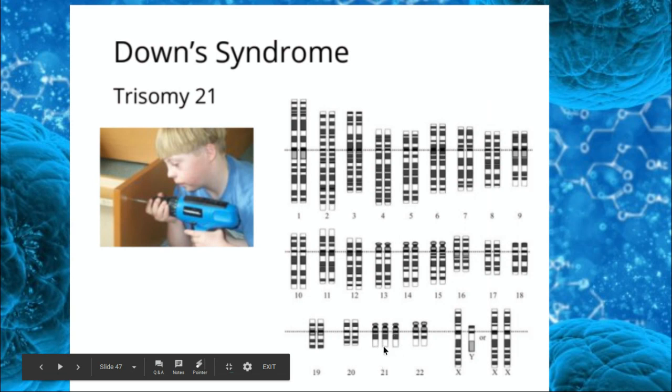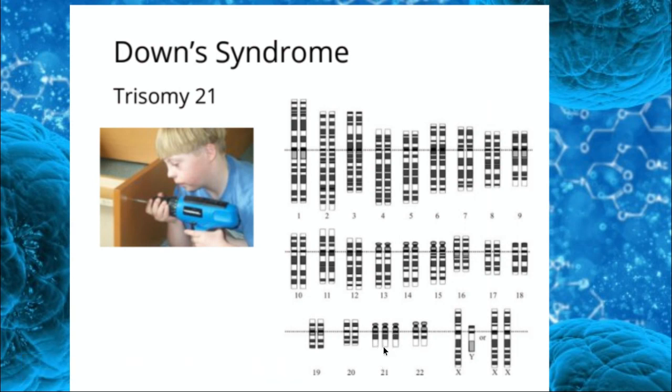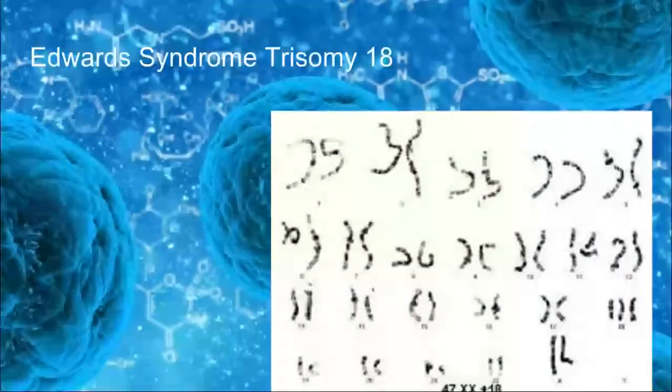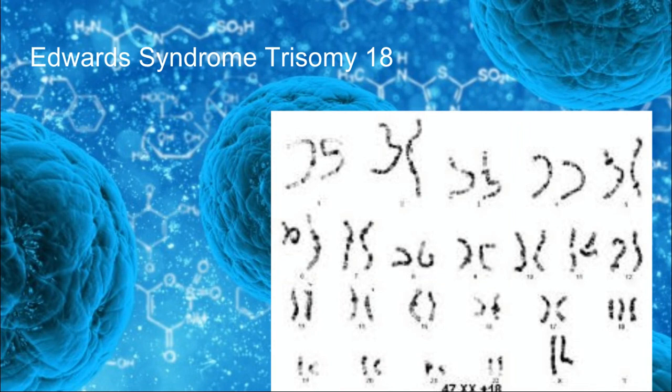Fortunately for 21, it is often the quality of life that is affected, the effects of this extra chromosome. But it does present in things like severe retardation, facial deformities, developmental delays, etc. Not all of them are so lucky. Edwards syndrome is trisomy 18.